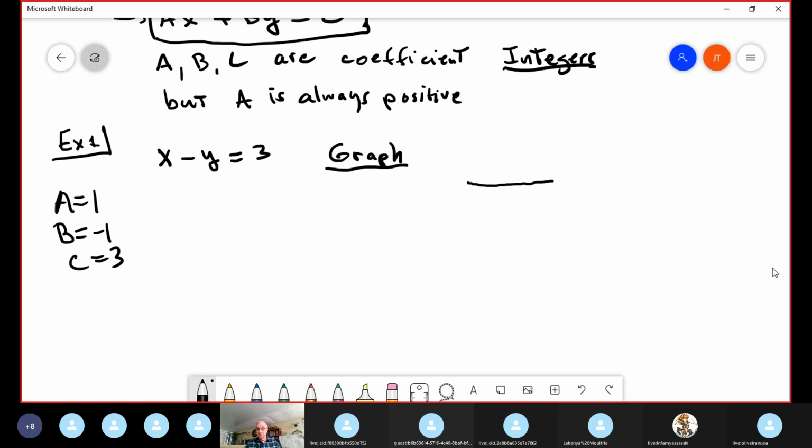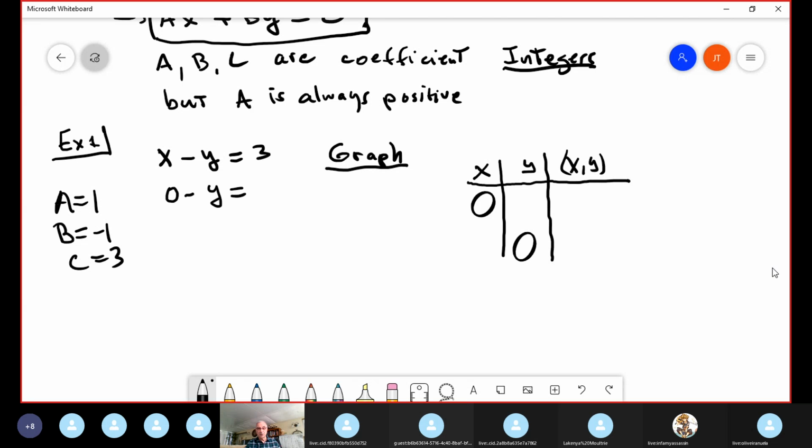We make the chart like that. One column for the x, one column for the y, one column for the (x,y), like all the pairs. In order to find the intercept, you put 0 in x and 0 in y. Always. And you plug it into the original equation. 0 in x is 0 minus y equals 3, and you solve for y. Divide minus y equals 3 by -1 on both sides. y is equal to -3. So you put -3 here, and the point is (0,-3).